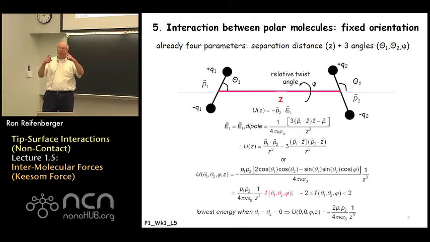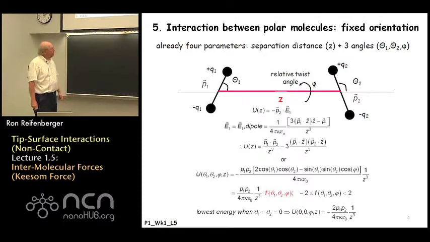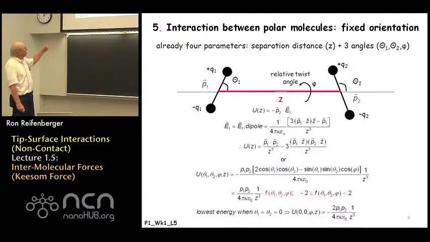Well, if you're worried about just angles, now there's three angles, and then also the separation gives you the fourth variable. So Z is the separation between the molecules. You've got two orientation angles, theta 1 and theta 2, and then you've got this twist angle phi, which gives you four parameters that you have to take into account.